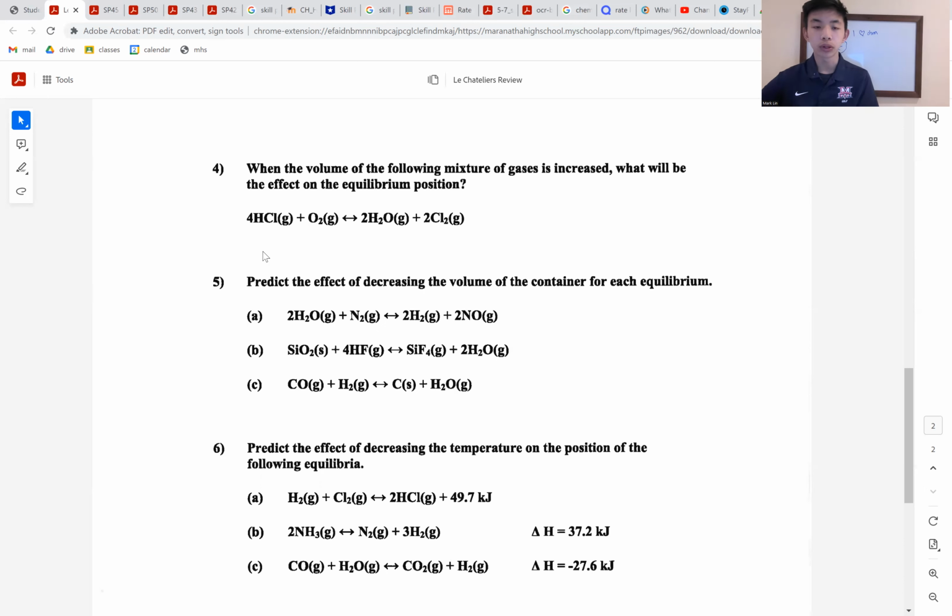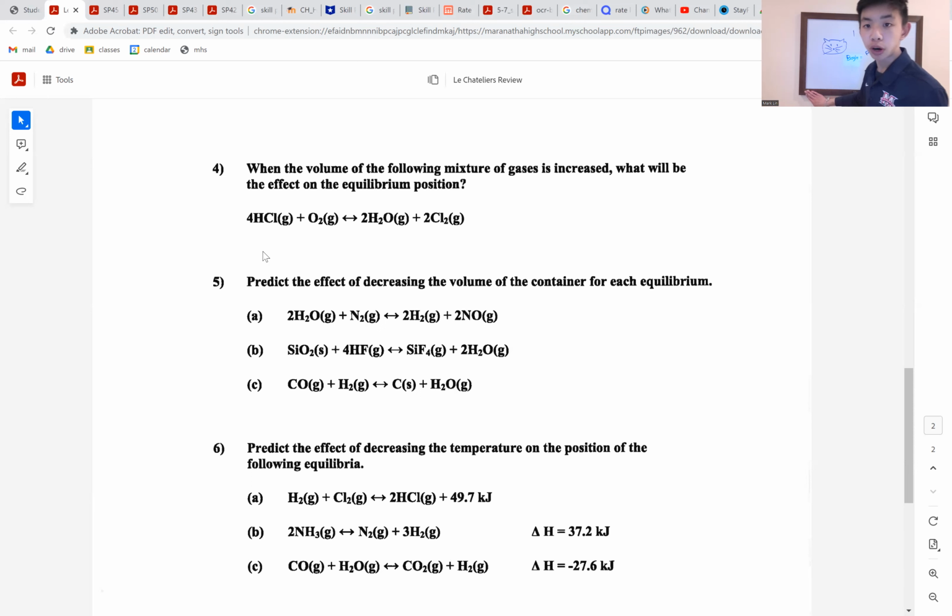Right? We count the number of moles. Or no, well, let's think about it. I think for pressure and volume, that's Boyle's law. Boyle's law is PV equals PV, right? They're inversely proportional. So if pressure goes up, volume has to go down. If pressure goes down, volume has to go up.